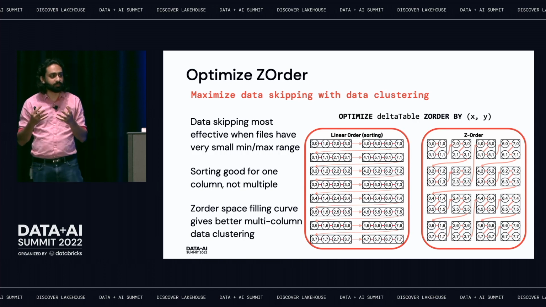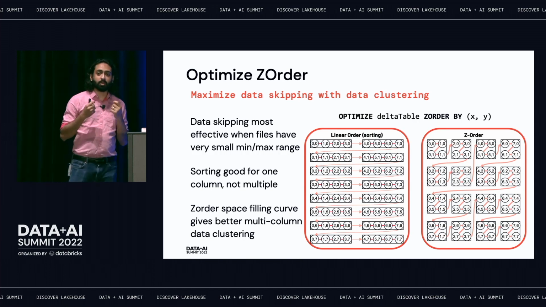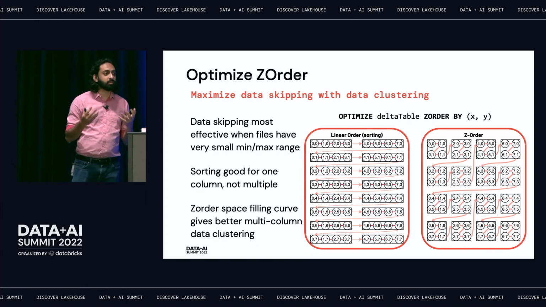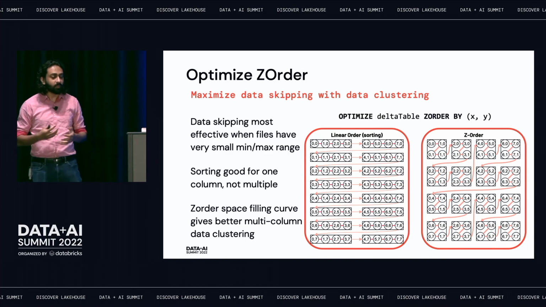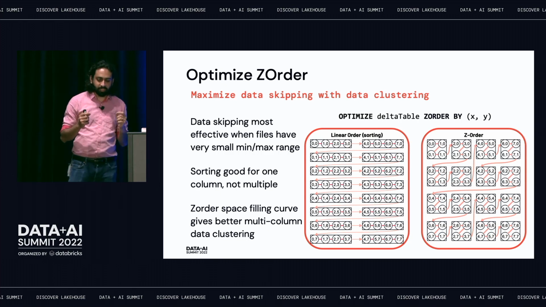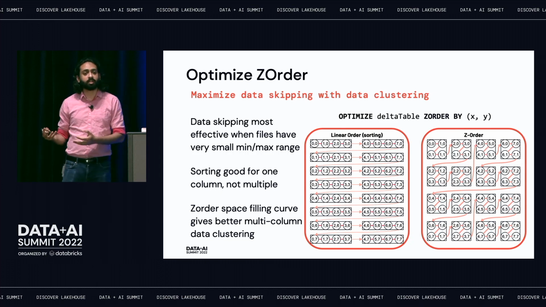So to really take advantage of this column min-max, you need to have your data clustered within your files. And to do that, we have this operation called optimize z-order. Again, it was there in Databricks Delta for a long time. Now we have open sourced it. What it does is basically a fancy form of multi-column data clustering.